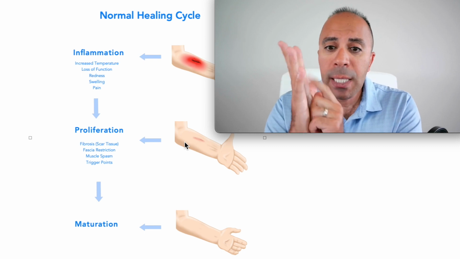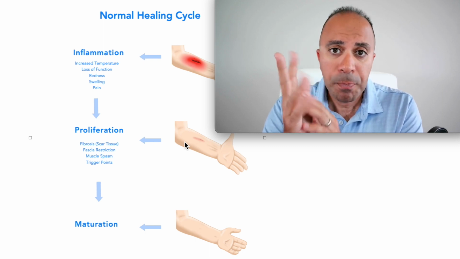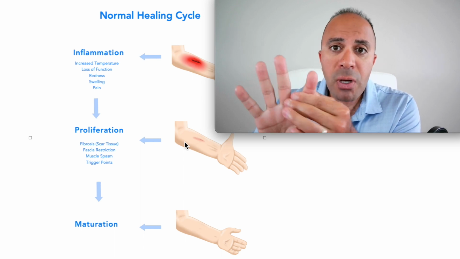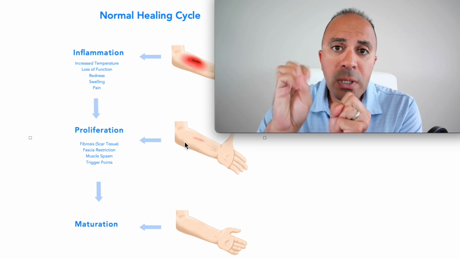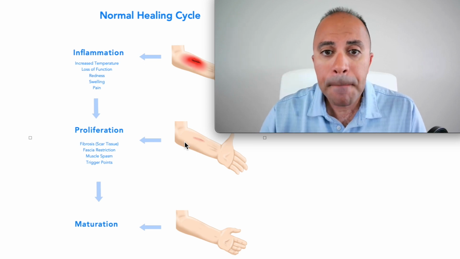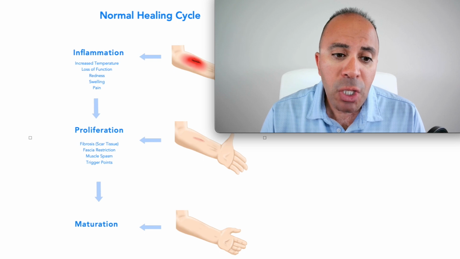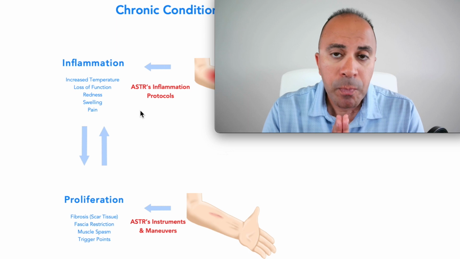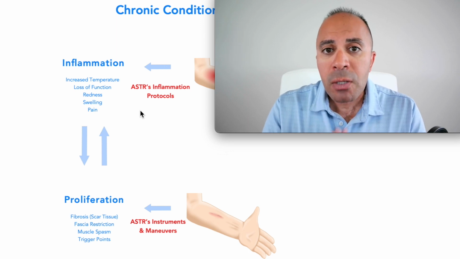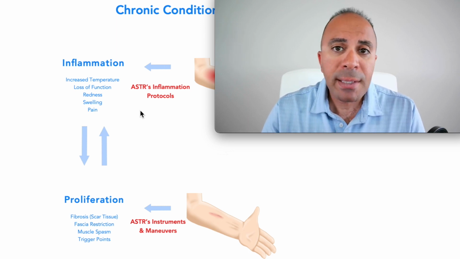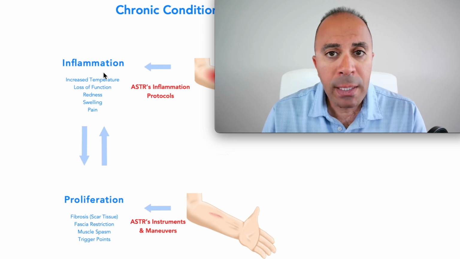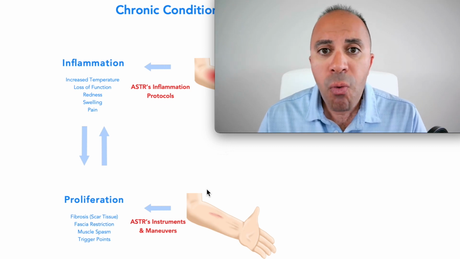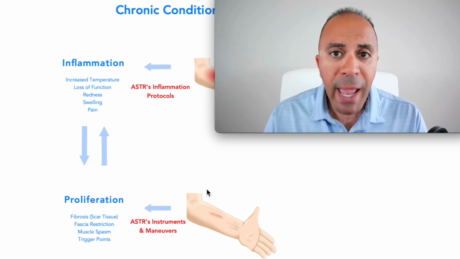Or if it happens in this area of your fingers, you start to experience trigger finger, or with arthritis, you start to have a lot of scarring and swelling that cause joint stiffness. So if you have a chronic condition, your body is probably going back and forth between inflammation and proliferation. In order to treat the root cause of the problem, we really need to attack this issue from both ends, inflammation and proliferation stage.